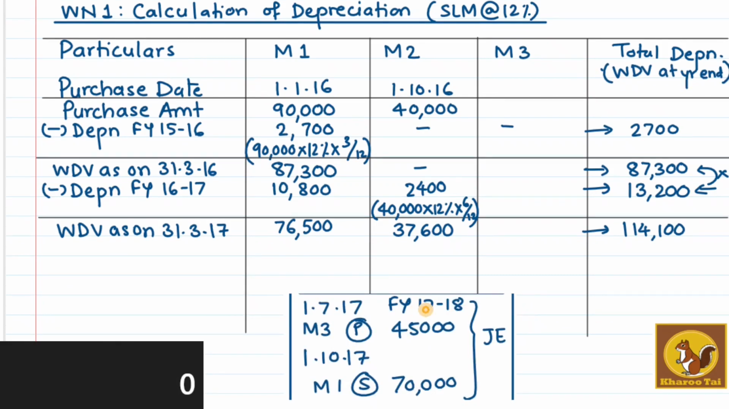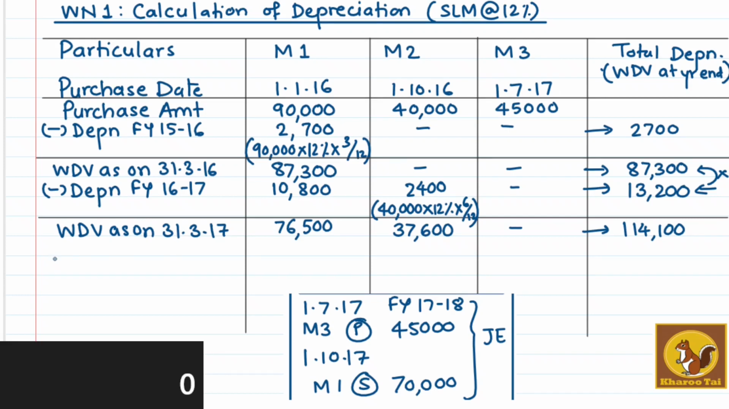In the third year, that is financial year 17-18, we have two transactions. One is a purchase transaction and one is a sale transaction. We are selling off the first machinery. So machinery 3 was purchased on 1st July 17. The value is 45,000; the cost of the asset is 45,000. In the first year and second year, there was no depreciation for machinery 3. There is no opening WDV as we purchased this asset in between the year.